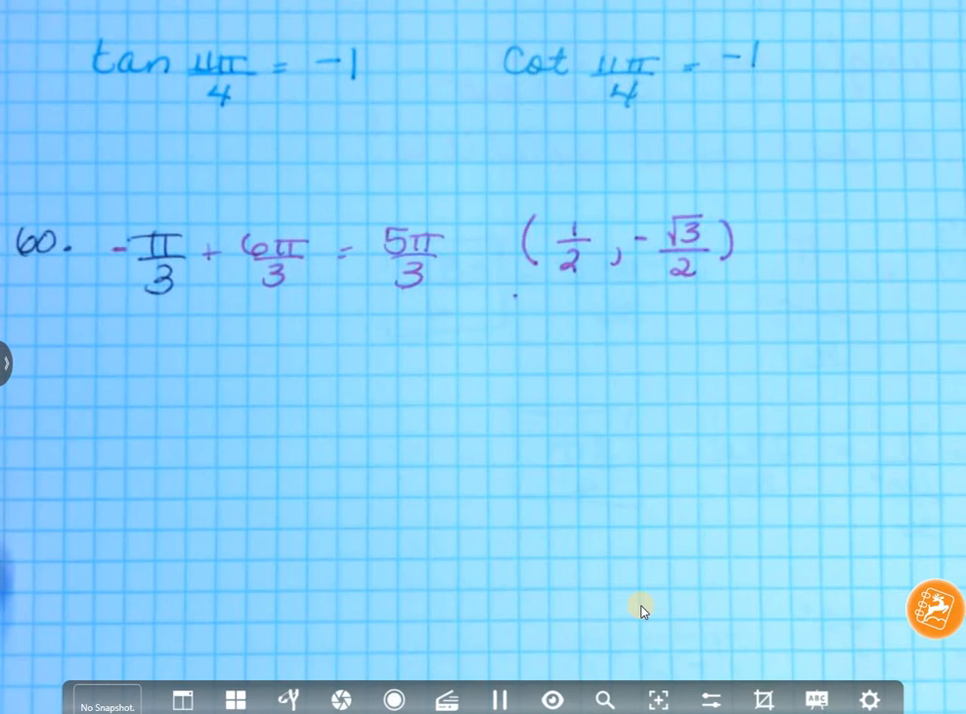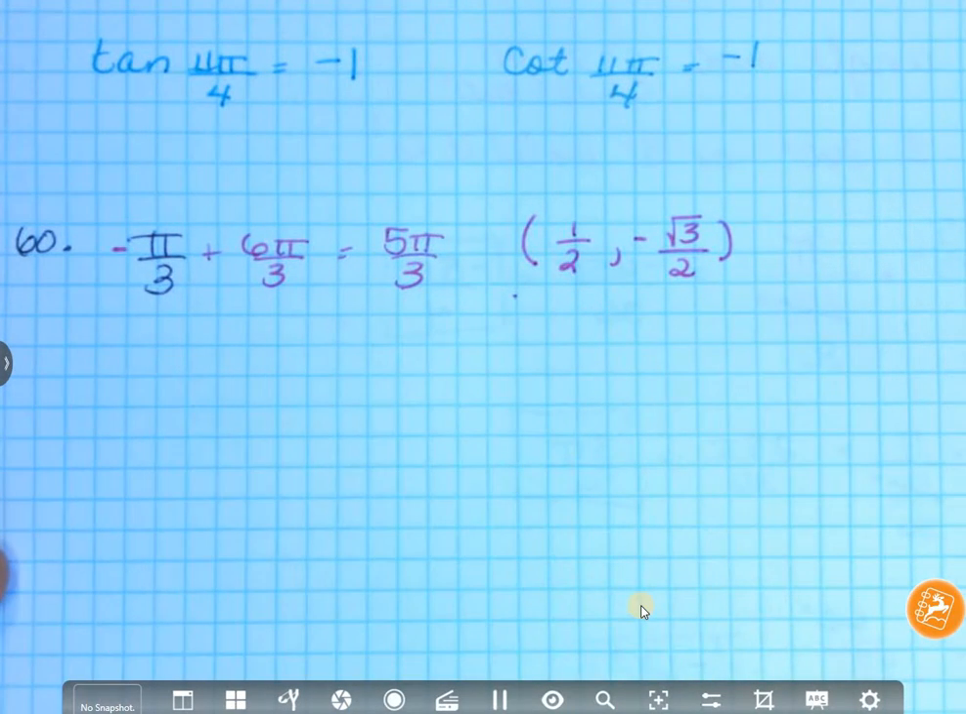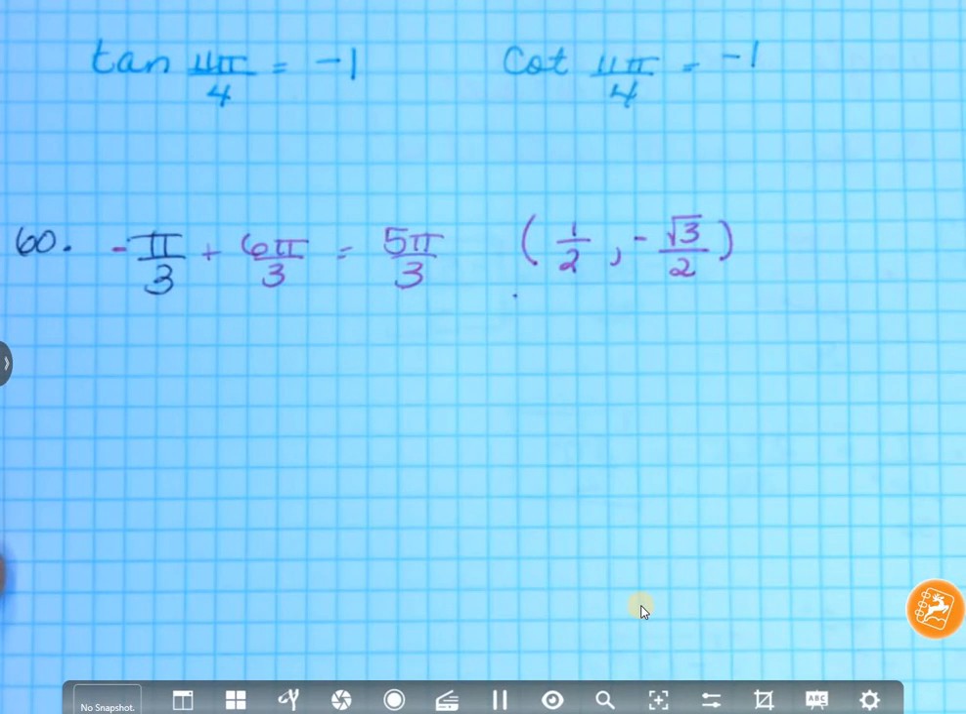Okay? Yes? No? Tangent is y over x. Negative over positive is a negative. Cosine would be positive because cosine is the x. Okay?